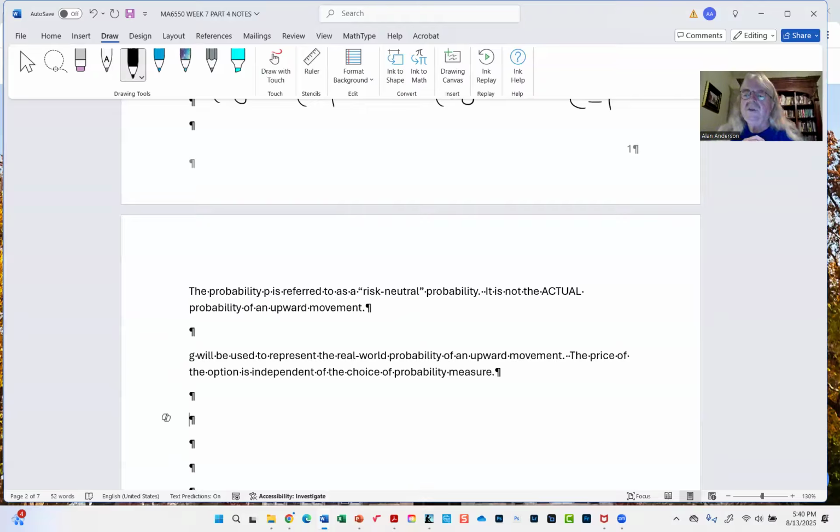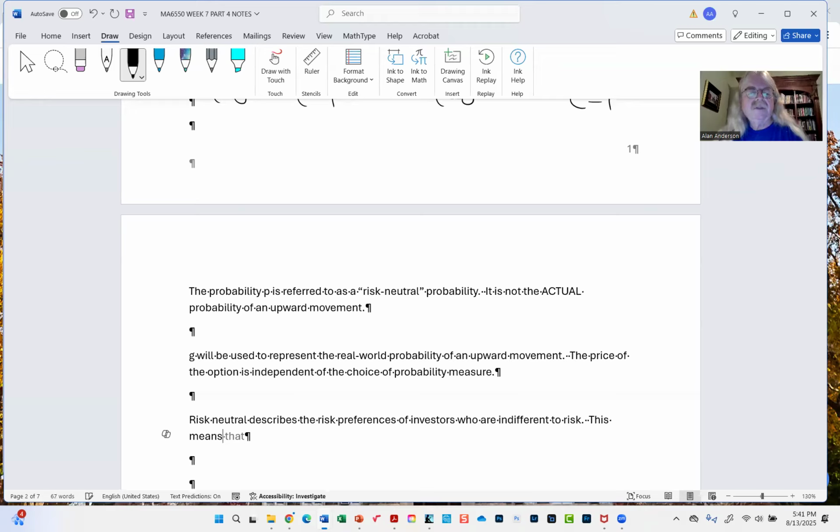So in other words, when you get to the end and you look at the price, you'll see that P doesn't appear anywhere. Neither does G. So the probability is not actually affecting the price of the option. And what does this word risk neutral mean? Well, risk neutral means the risk preferences of investors who are indifferent to risk. And what does that mean? It means that they would accept the same return from risky assets as from risk-free assets.